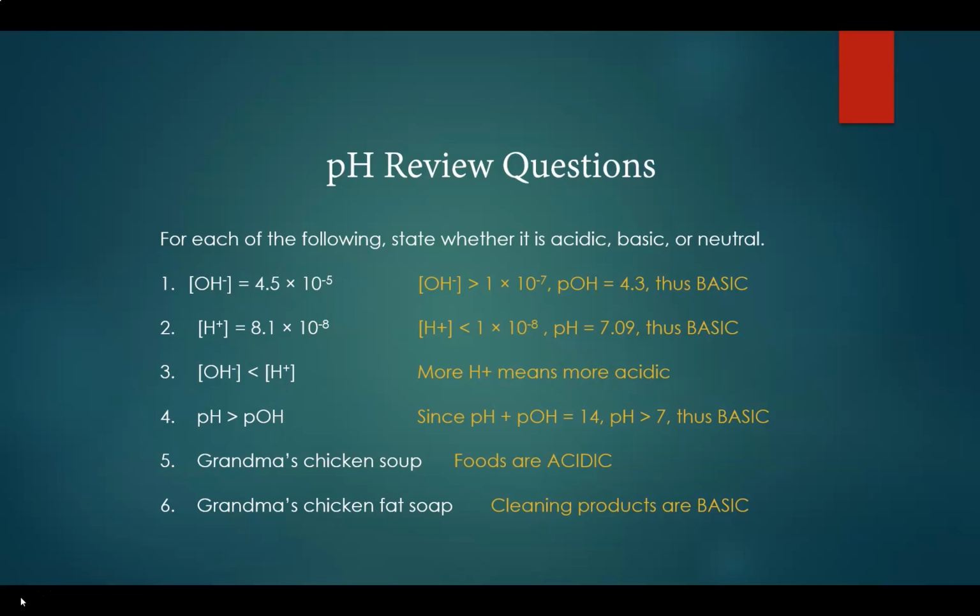With the pH and the pOH values, we know the two of them have to add up to 14. So if the pH is greater than the pOH, that means the pH would have to be greater than 7 and the pOH less than 7. For example, it could be 8 and 6 or 9 and 5. So a pH greater than 7, of course, means basic. Grandma's chicken soup, food products are normally acidic, and of course Grandma's chicken fat soap. Soap is a cleaning product, and cleaning products are invariably basic.